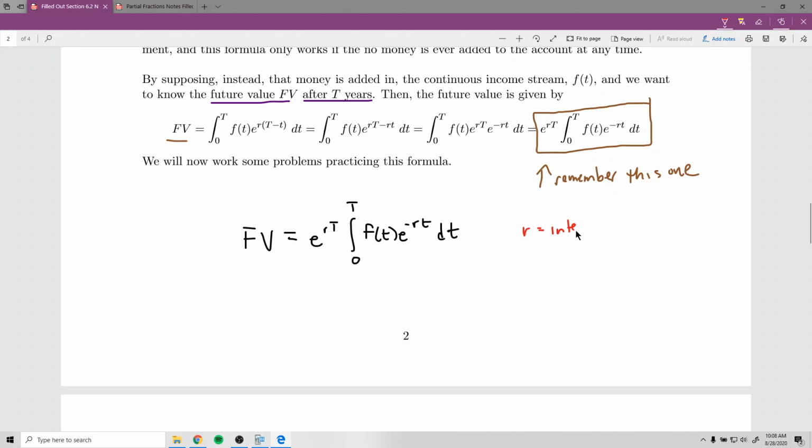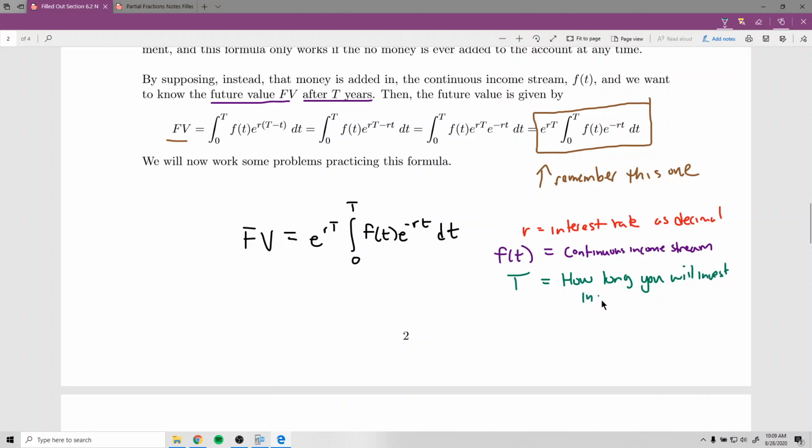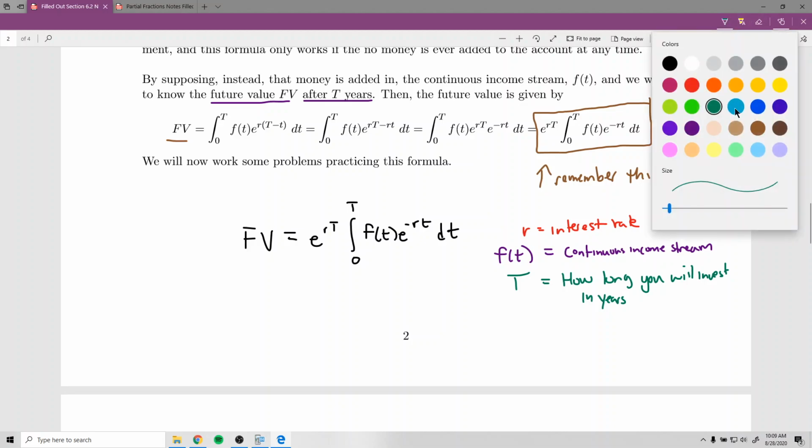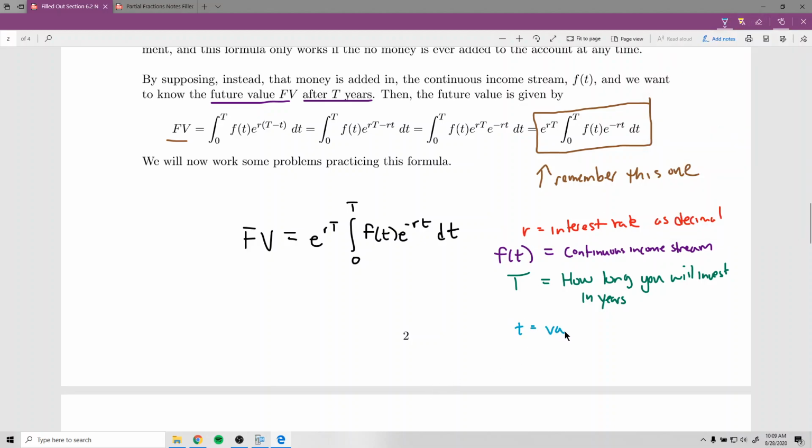R is just our interest rate in decimal like before. F of t is like our P in PERT, the continuous income stream. You know, how much are you making per year, and that sort of question. The capital T, this is very important, is how long you will invest in years. And then the lowercase t is your variable. The reason we know that's the variable is because you also have dt here.